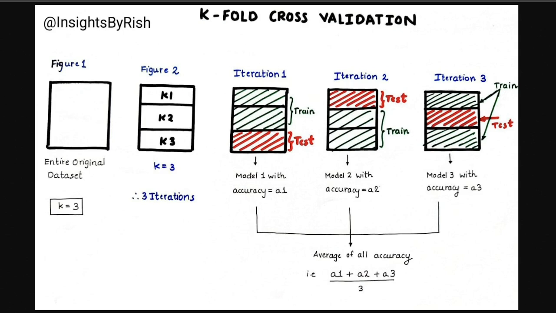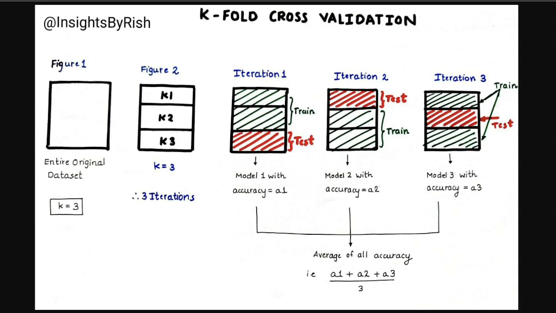And in the third and last iteration, it will consider the first and the last fold, that is the K1 and K3 folds, as the training set, and the second fold, that is the K2 fold, as the testing set. It will again build a model using this training and testing set, and evaluate it with an accuracy of A3. Then in the next step, it will take an average of all these accuracies. A1 is the accuracy of model 1, A2 is the accuracy of model 2, and A3 is the accuracy of model 3. It will take an average of all these 3 accuracies.